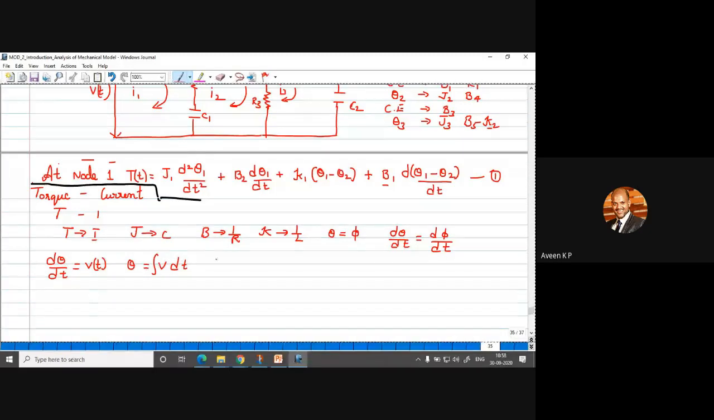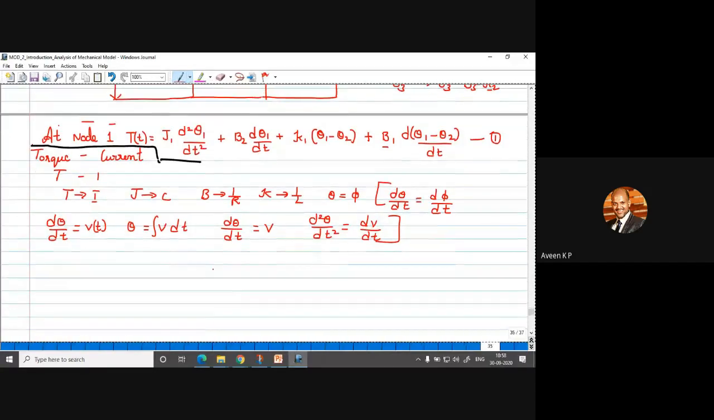And again, if I apply the differentiation of theta with respect to dt, this will become V. And further double differentiation, d square theta by dt square, will be represented as differentiation of V with respect to dt. So this modification we will consider for writing the equation with respect to torque current analogy.